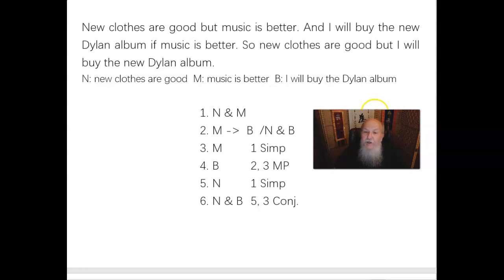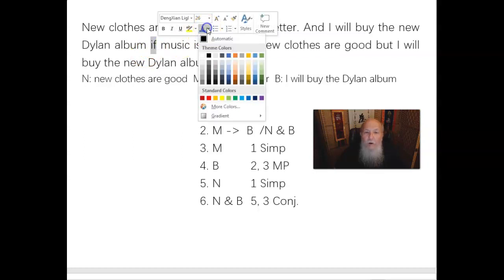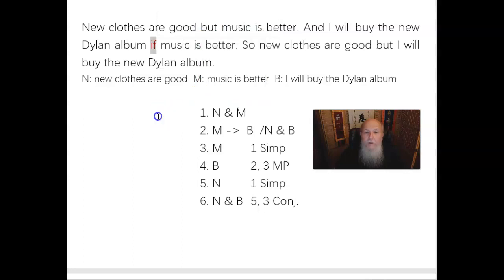So there's my dictionary, and we translate it. First premise is N and M. The second premise is if M then B. Remember, the if in the middle. So that means if music is better, then I'll buy the new Dylan album. And the conclusion is N and B.